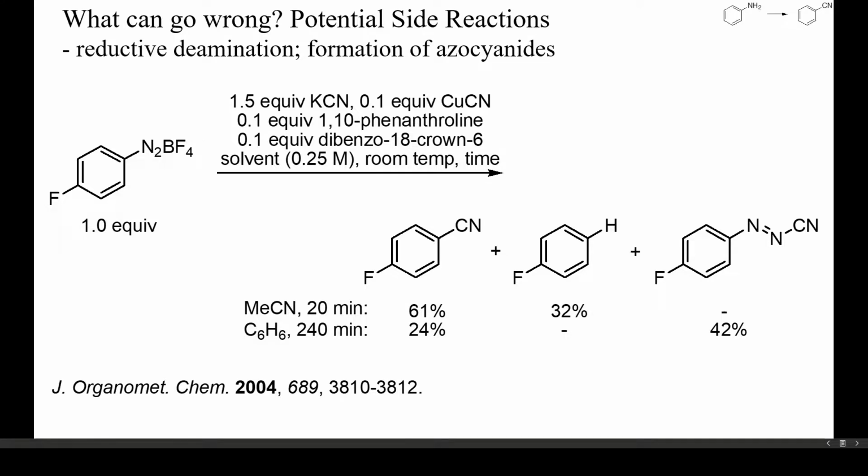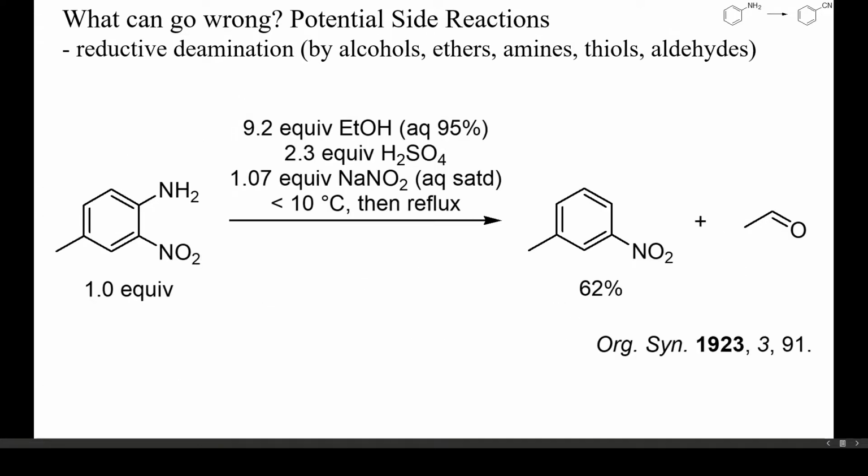Anyway, reductions can generally be suppressed by choosing solvents resistant toward oxidants, such as acetone, acetonitrile, acetic acid, or water. This here is an Organic Syntheses procedure for the reductive deamination of nitrotoluidine with ethanol. No copper was required, which suggests the mechanism to be hydride abstraction from ethanol.